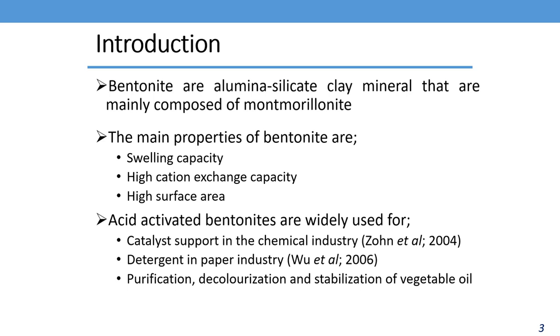Bentonite is also found to have high surface area ranging from 90 meters square per gram to 300 meters square per gram. Acid-activated bentonite are widely used for catalyst support in the chemical industry, as detergent in the paper industry, for purification, decolorization, and stabilization of vegetable oil.